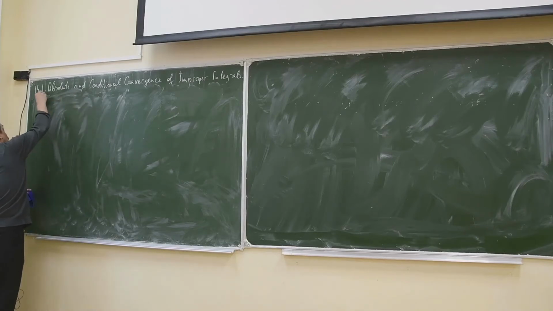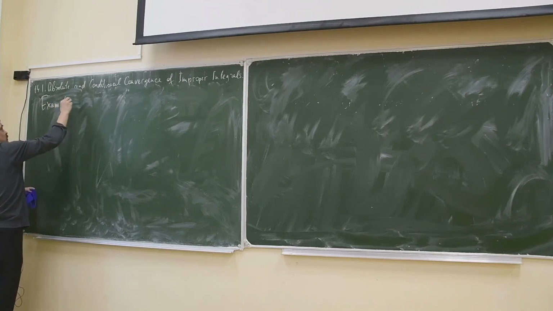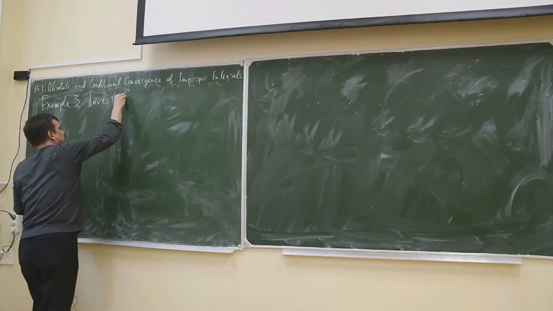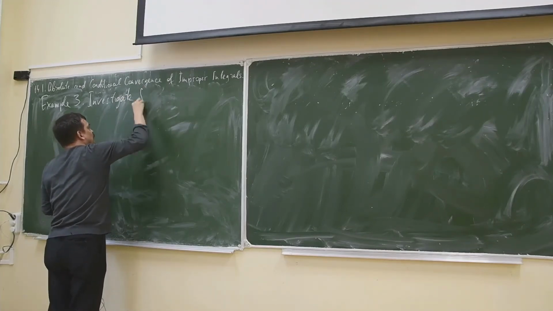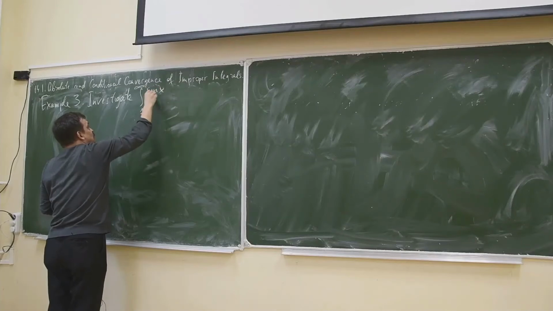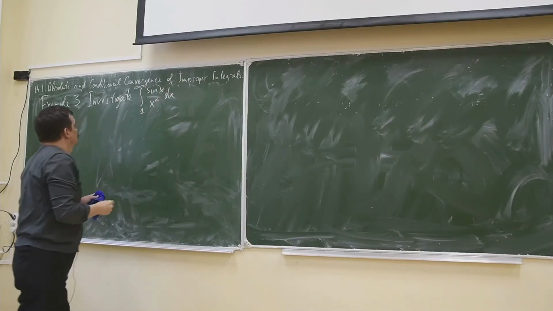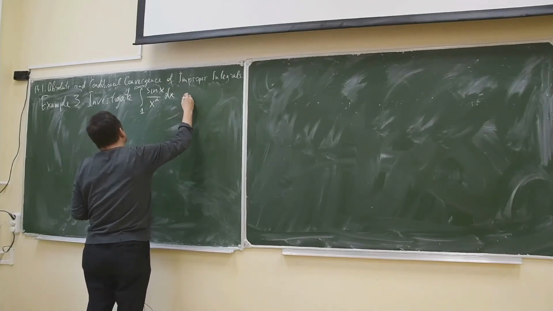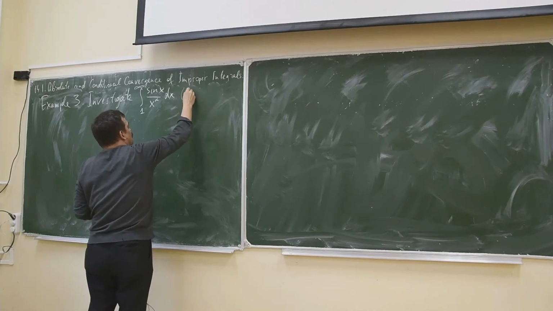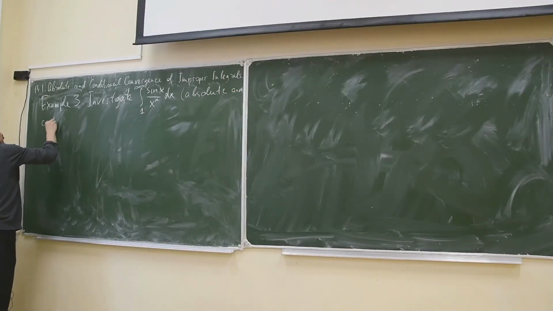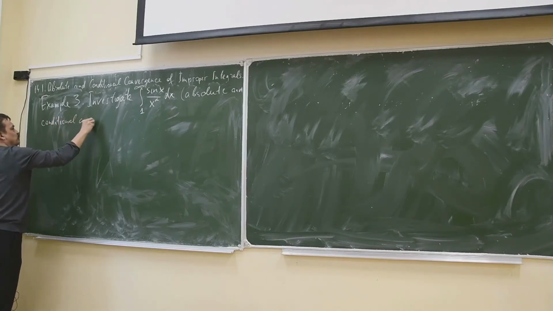Now, example. In this section, this is third example. And investigate integral, okay, let it be sine x over x power alpha, absolute and conditional convergence. And conditional convergence. Dependent on alpha, of course, right?